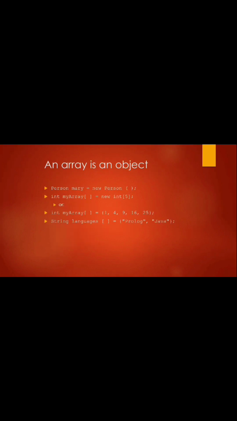Let's see how to create an array as an object. Person mary equals new Person, open and close brackets. int myArray, square brackets, equals new int, inside the square brackets 5, or int myArray, square brackets, equals, inside the curly braces, the numbers 1, 4, 9, 16, 25 in this case. The next may be String languages, open and close brackets, equals, inside the curly braces, "Prolog", "Java". So this was an example of using an array as an object.